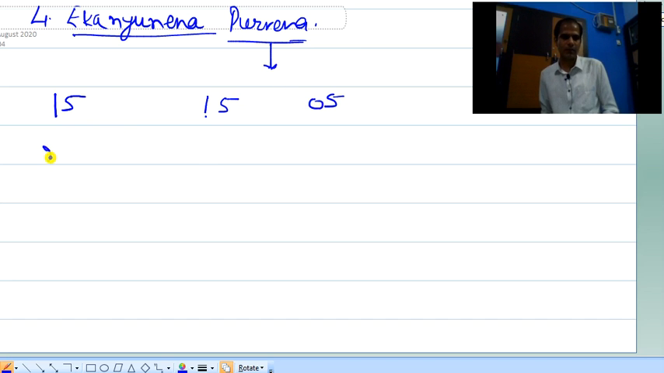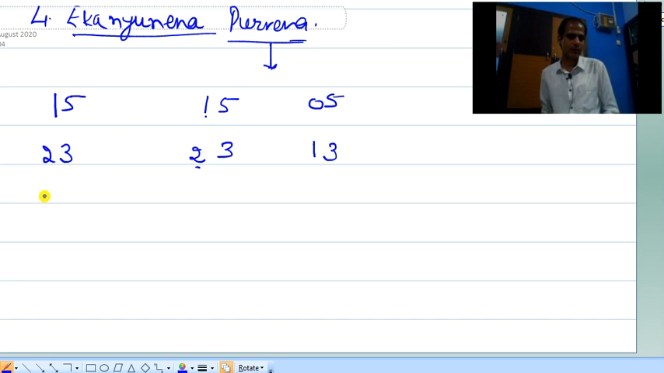Now second number is 23. So Purvand of 3 is 2. Then write the dot below 2. So it will be 13. Means Eka Nunend Purvand of 23 is 13.